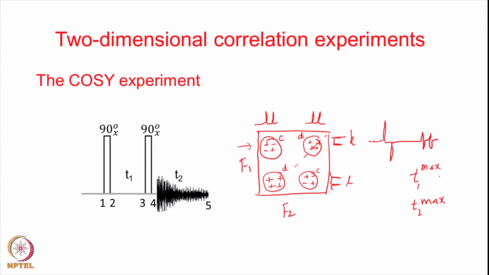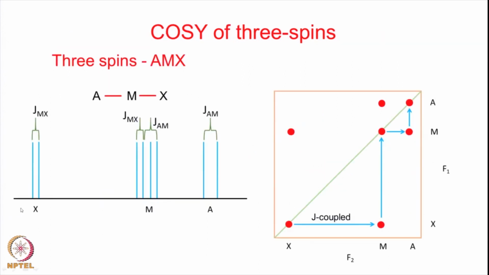Now we also started looking at the 3-spin system, and the general discussion that happened in the case of the 2-spin system is also valid for the 3-spin system as well. So let us try and look at the 3-spin system. We said that the 3-spin system can be of this particular nature. This is called a linear 3-spin system, that is AMX. A is coupled to M and M is coupled to X, and there is no direct coupling between A and X.